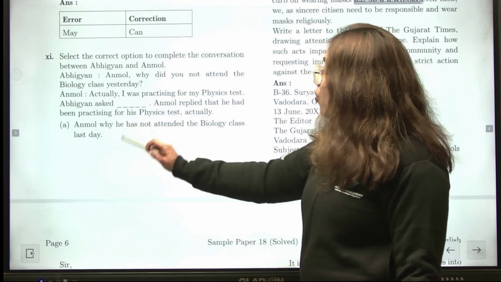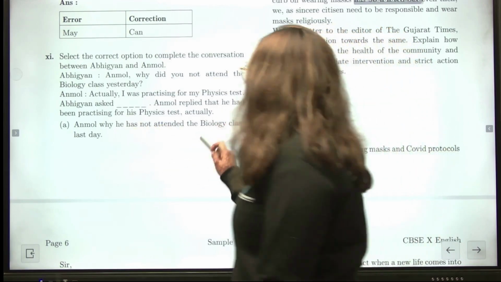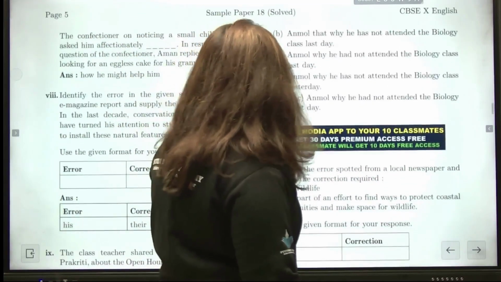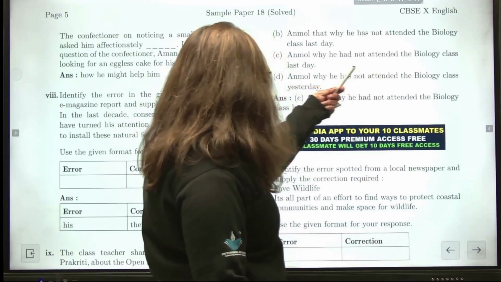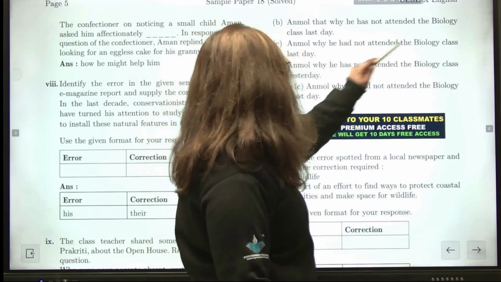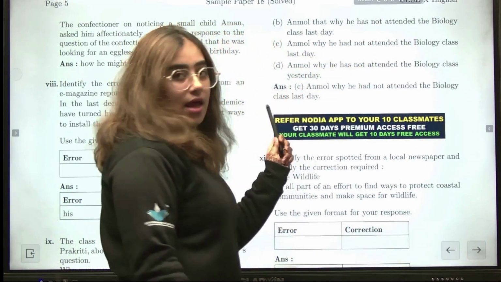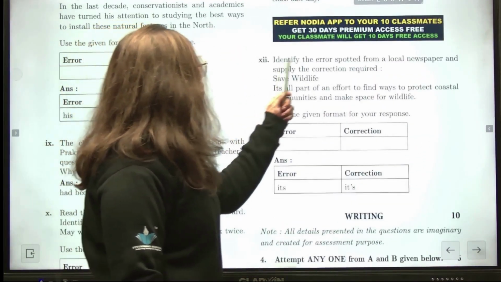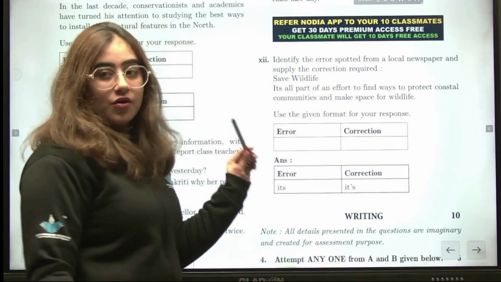ठीक है. तो अनमोल why he has not, no ये नहीं होगा. Anmol, that why he has not attended, no. Anmol, why he had not attended the biology, no. Yes, Anmol, why he had not attended the biology class last day. Clear? Then identify the error spotted from a local newspaper and supply the correction required.